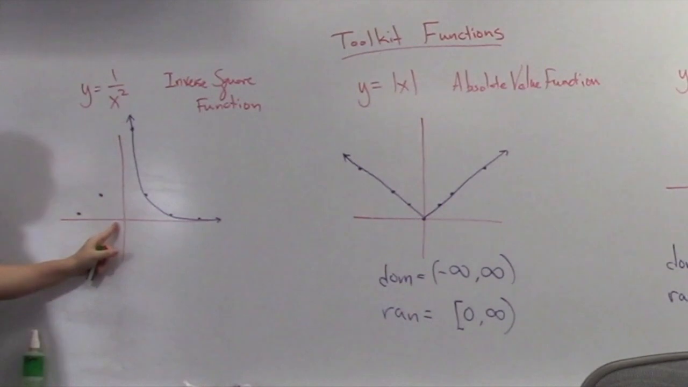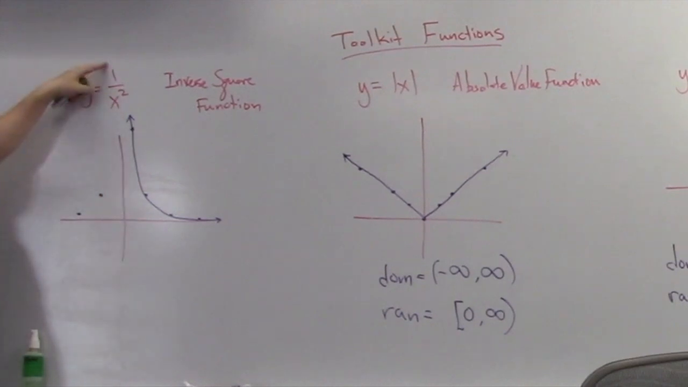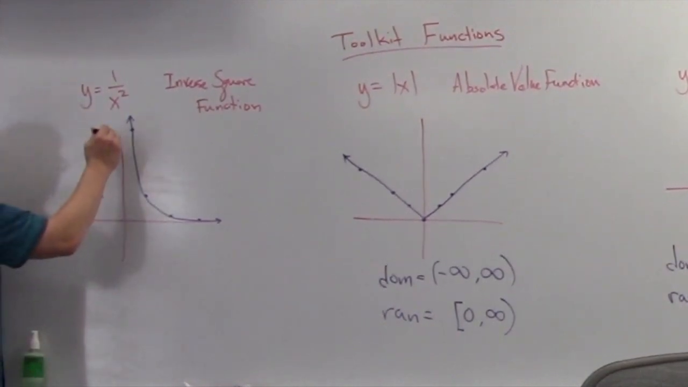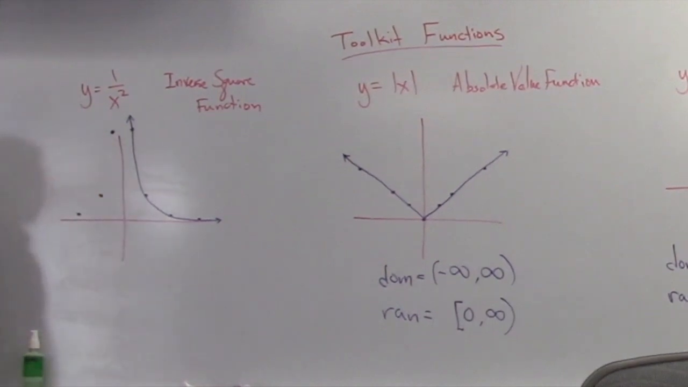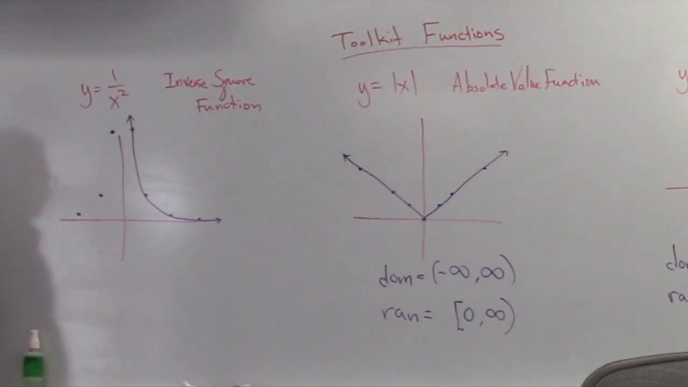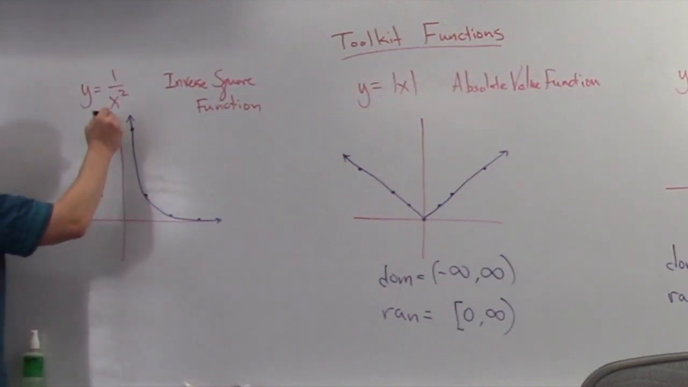Similarly, if x equals -1/2, -1/2 squared, so negative times negative, is +1/4. And 1 divided by +1/4 is going to be 4. So it's going to be a reflection over the y-axis.